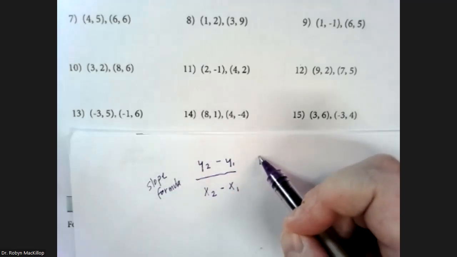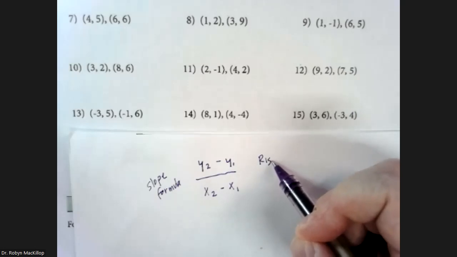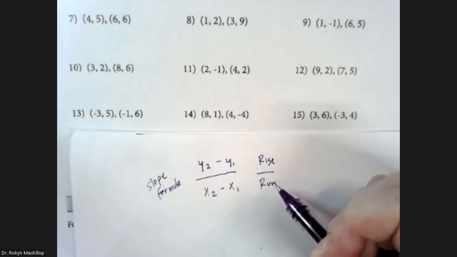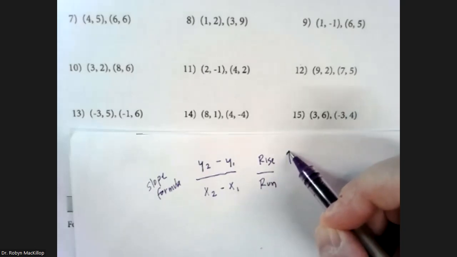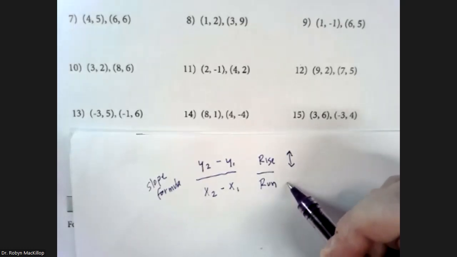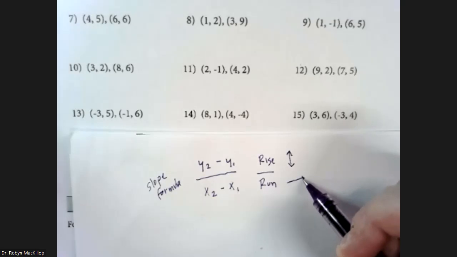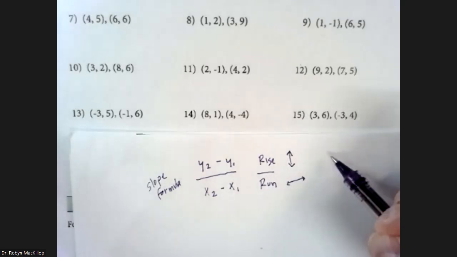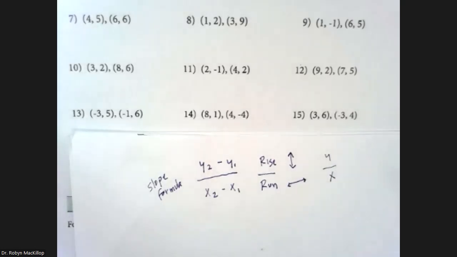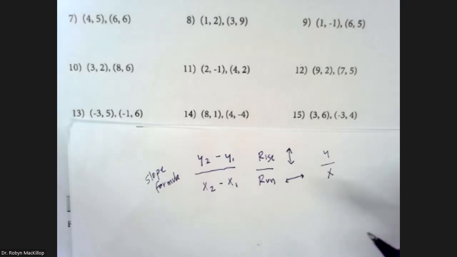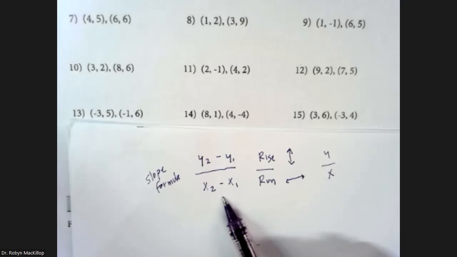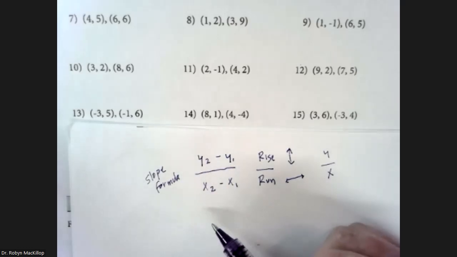And the top is the rise. The bottom is the run, which means the top number goes up and down. It's the number of spaces in between the two dots. And the run is the number of spaces sideways between the two dots. Same as y over x. That's handy. If you've got that, this will help. Slope formula, when you've got two sets of ordered pairs.